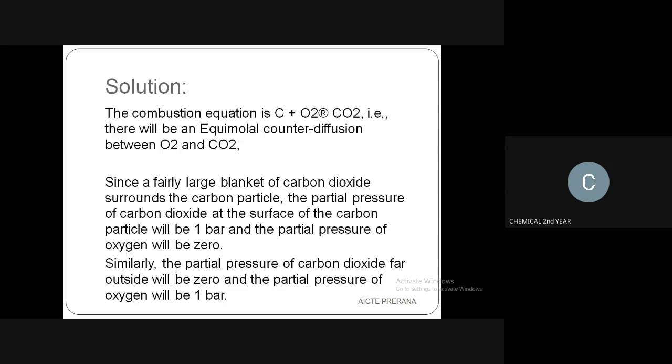4 pi is the area, 4 pi into 1 into 10 to the power minus 4, into 10 to the power 5, into 2 into 10 to the power minus 3, divided by RT, where R is the gas constant, 8314, and T is 1100. Oxygen is available at that temperature. N of CO2 is given as 4 pi into bar into 10 to the power 5.